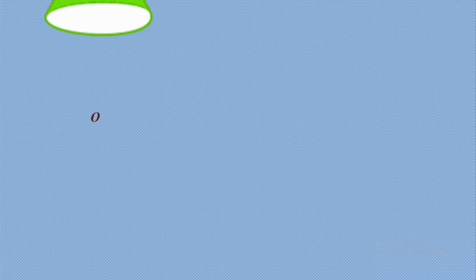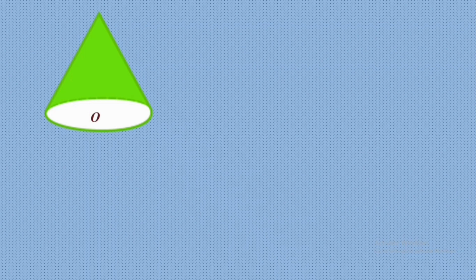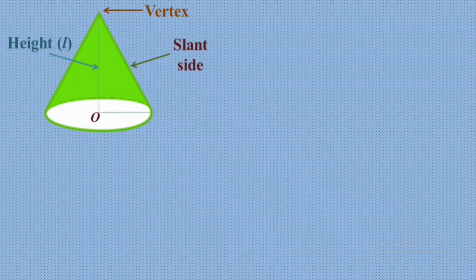Now take a look at the parts of a cone. This is the slant side. The vertex is the point where the slanted sides meet. The height or length is the distance between the vertex and the center of the circular base. This is the circular base. The distance between the center of the circular base and the edge of the circular cross section is the radius. Note that the angle formed by the height and the radius is 90 degrees.